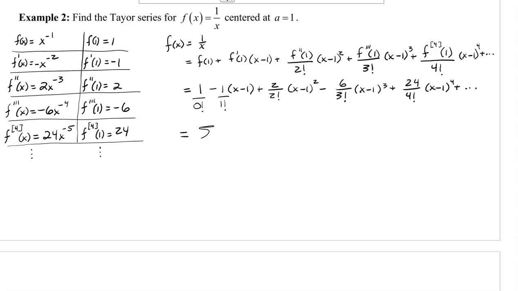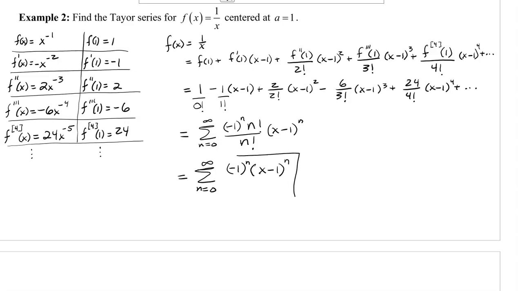So we're going to get the sum, n equals 0 to infinity, negative 1 to the n, that'll give us our alternating signs, and we have n factorial in the numerator, n factorial in the denominator, (x minus 1) to the n. Of course, we can simplify that like this. And there's our Taylor series representation of f of x equals 1 over x, centered at a equals 1.